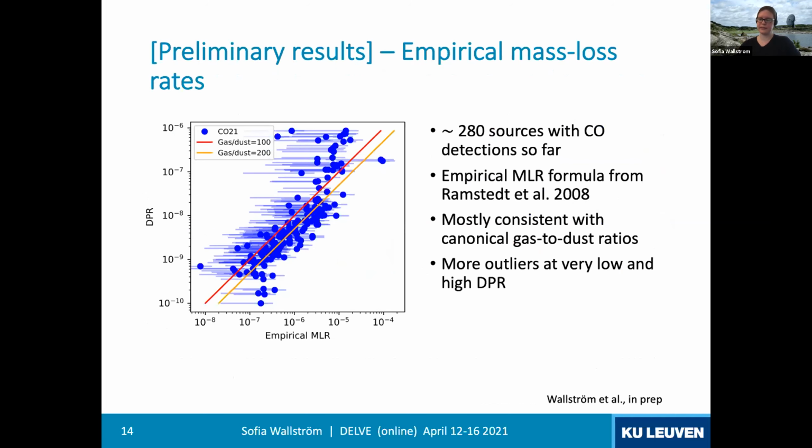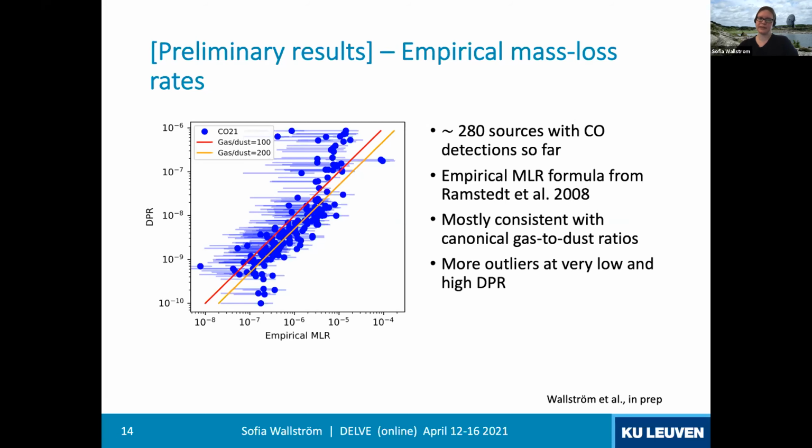From our more extensive staring sample, where we just have a single CO spectrum centered on the star, we have calculated empirical mass loss rates as a first estimate. So we have 280 sources so far with CO detections, and we've used the mass loss rate formula from Ramstedt et al. 2008 to get an initial estimate. But as you can see, there are large error bars on the mass loss rate here.